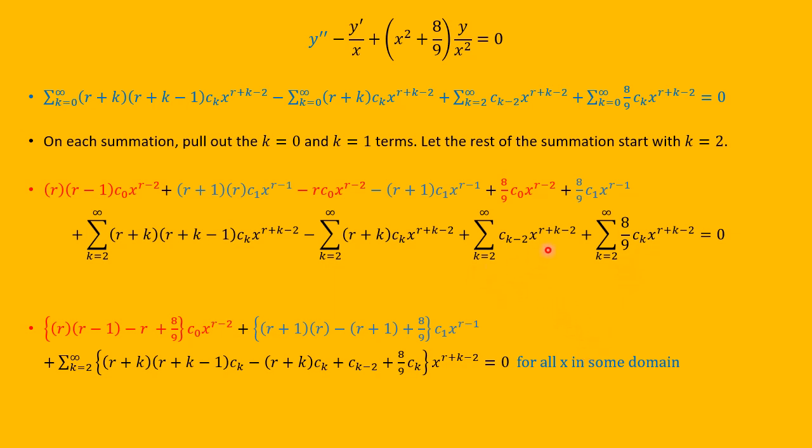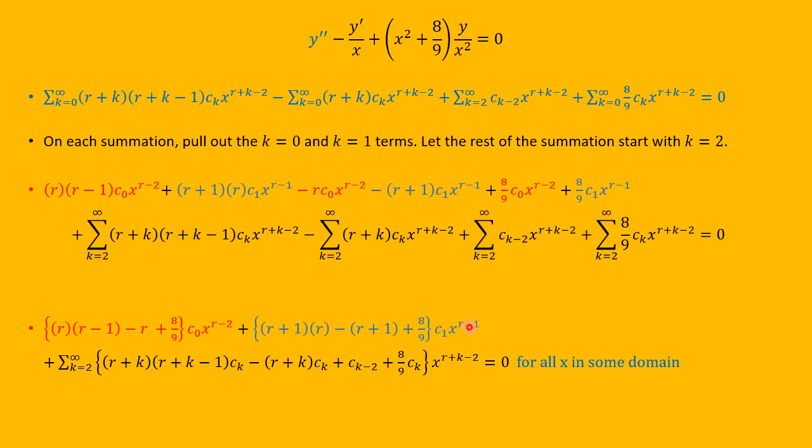So now we want to simplify this a little bit further so that we can start setting some things equal to 0. So first of all, let's collect all of the x to the r minus 2 terms. I have these in red, here, here, and here. And so r times r minus 1 minus r plus 8/9 times c naught x to the r minus 2 is right here. If we gather all the c1 terms together, we have this one, and this one, and those are shown right here.